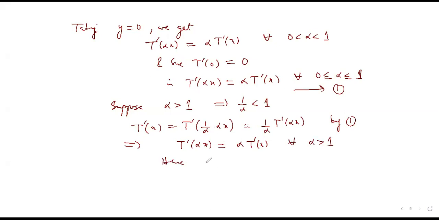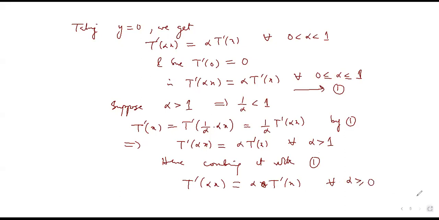Hence, combining it with 1, I get T dash of alpha x is equal to alpha times T dash of x. I have shown that T dash is linear for all alpha greater than or equal to 0. Now let's take negatives. So far we have looked at positives, so it would imply that T of 2x is equal to twice T of x, right, for all x belonging to X, which can be written as T of x plus T of x. That's what we mean by twice.